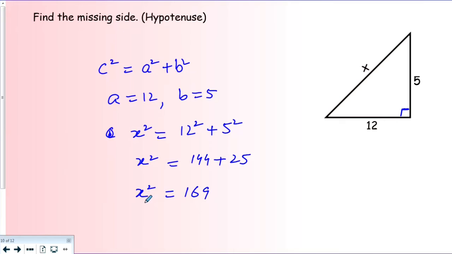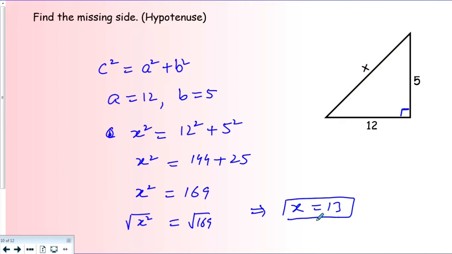Now, to find the value of x, we need to remove the square. For this, we take the square root on both sides. So we simplify it. x equals the square root of 169, which is 13. So the missing side, that is the length of the hypotenuse, is 13. Now let's do the second example.